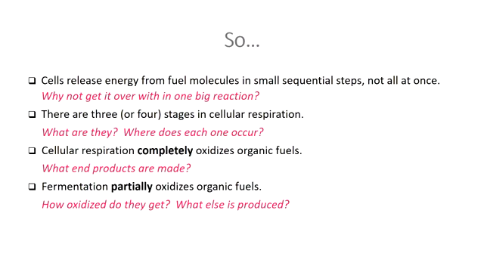So here's the summary. Cells release energy from fuel molecules in small sequential steps, not all at once. We said that's because they can capture more energy that way, and they can control the process. There are 3 or sometimes 4 stages in cell respiration. Know what they are and where each one occurs and what happens in it. In cellular respiration, you completely oxidize organic fuels. What are the end products? Well, you should know, CO2 and water.